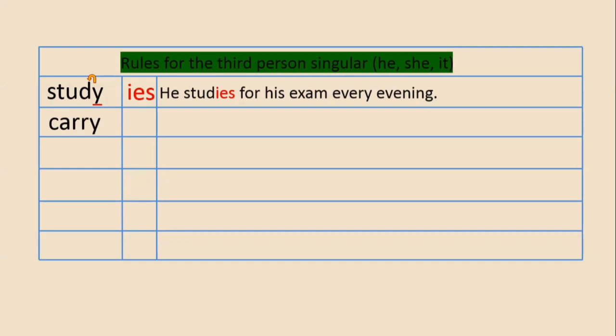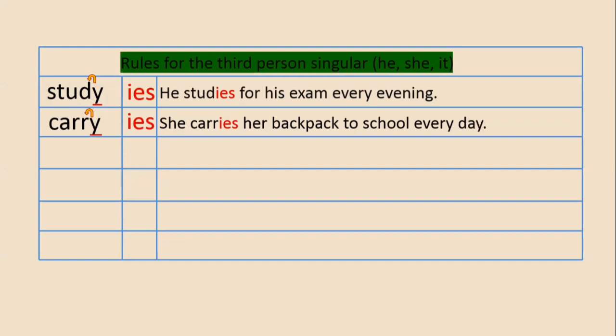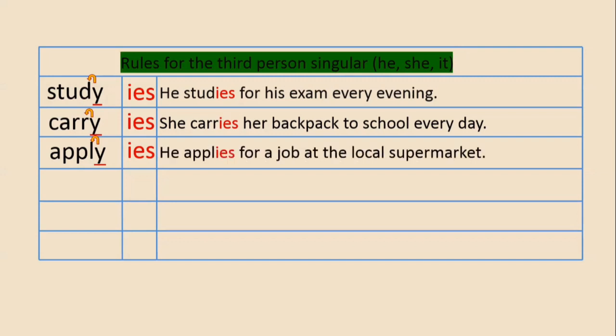The next example, carry. Again we have y, and before y we have consonant letter. We change y to i, then we put es. For example, she carries her backpack to school every day. The next example is apply. Again we have y, and before y we have l, which is consonant letter. So we change y to i, then we put es. For example, he applies for the job at the local supermarket.